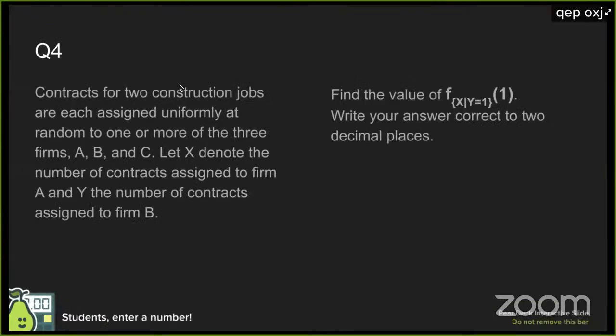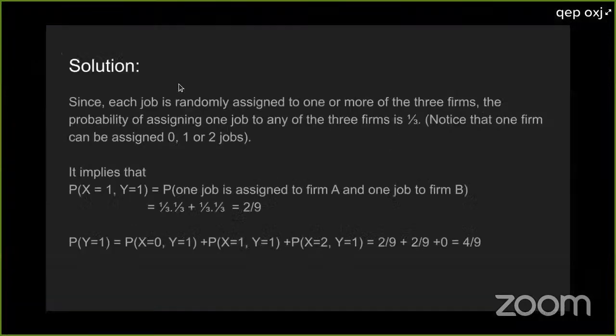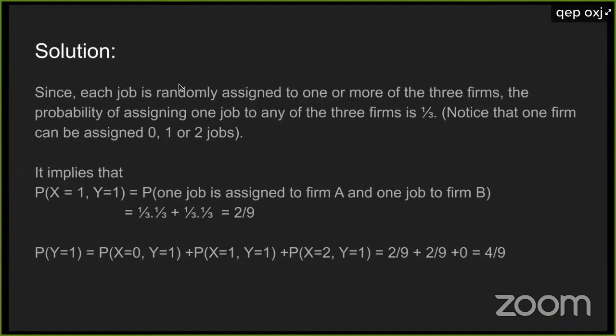What is x? X denotes the number of contracts for A. So how many contracts can A get? What is the value of x? Generally, if x denotes the number of contracts, it is 0, 1 or 2. What are the values taken by y, that means the range of y? 0, 1, 2. Same. Now, you can prepare a PMF table for that, but if you understand like this also, it's fine.